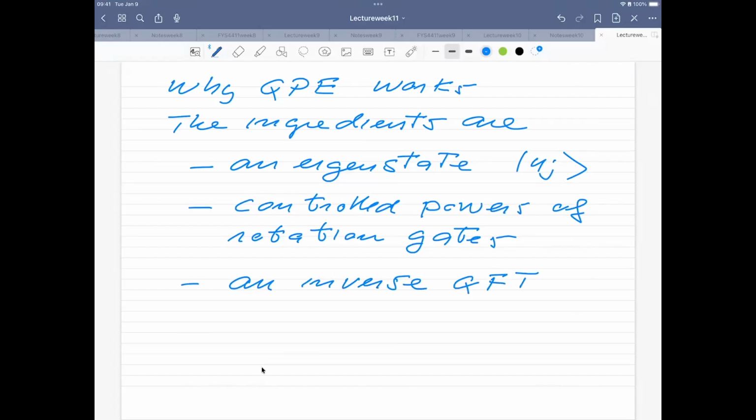One of the points here is that if I look at the operation of a controlled gate of U to the power of 2 to the k, where k is the qubit number k, and this acts on u_j, it is going to be equal to e to the power of 2 pi i 2 to the power of k times phi_j, acting on this u_j. And the phase is actually imprinted on the control register in a binary form.